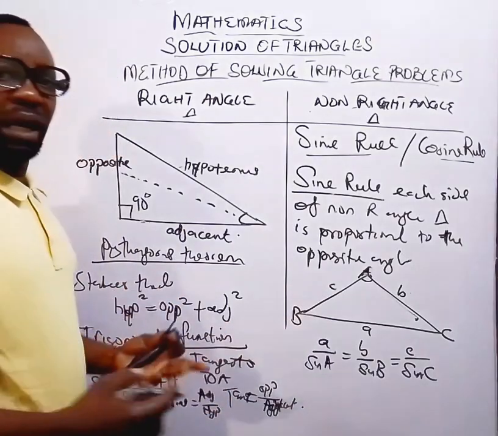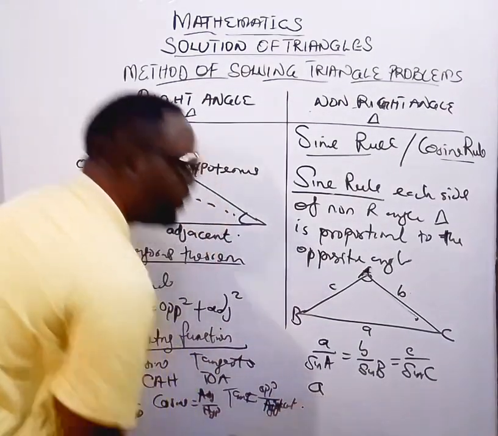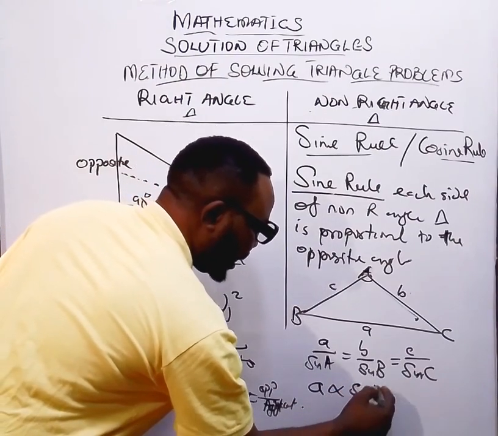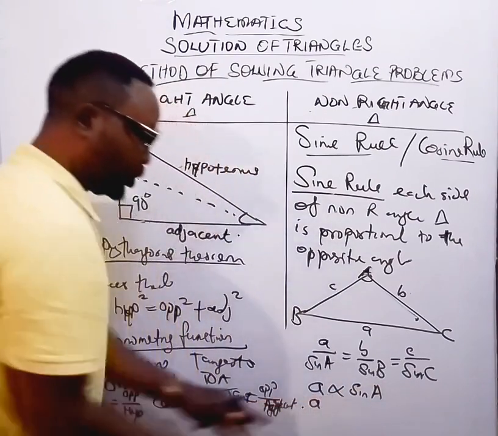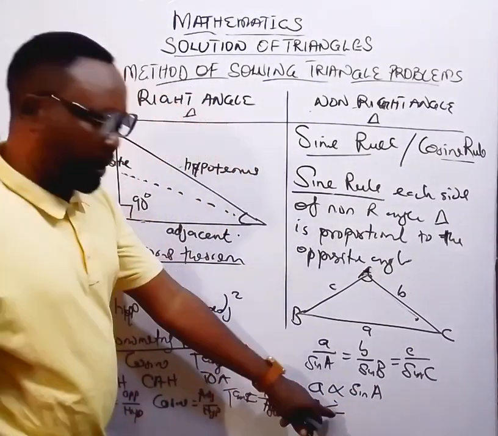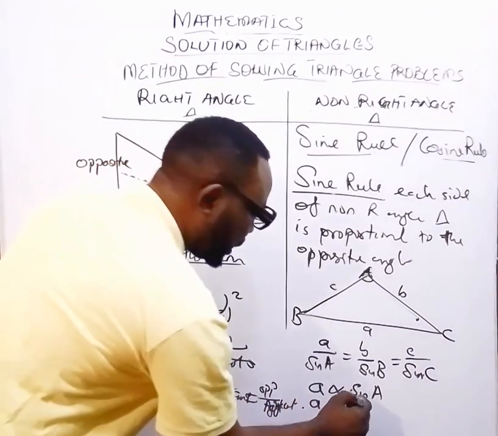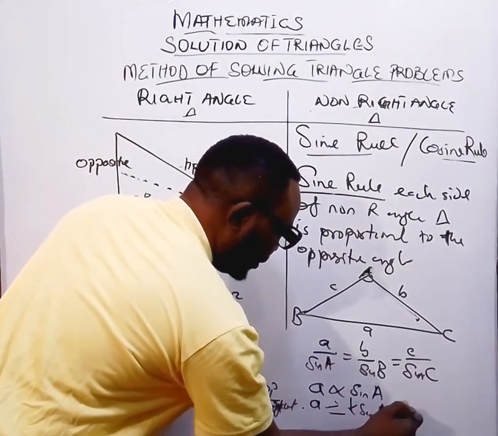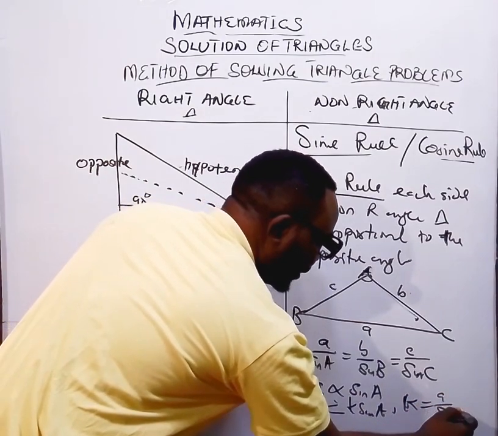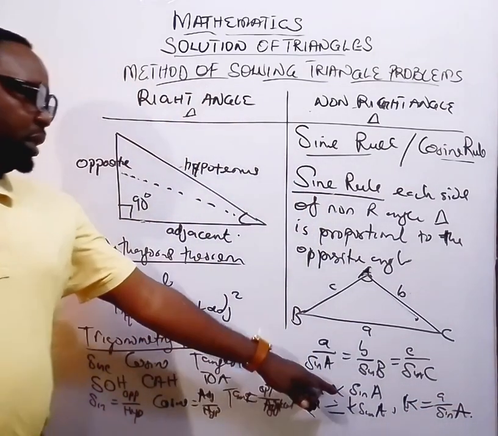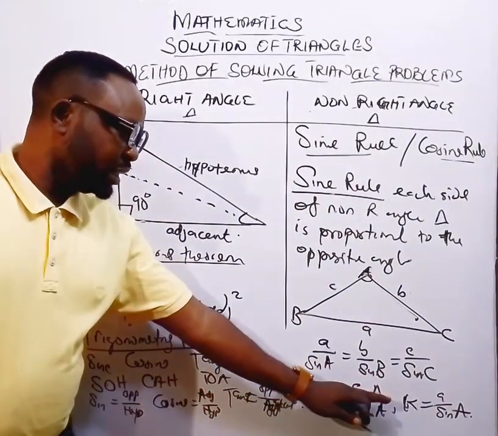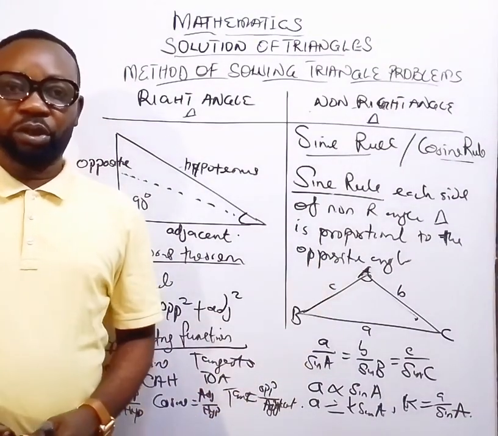Let me work that out for you. For instance, let's take a for example. a is proportional to sine A. When we have this proportional sign, we are going to make a constant. We create a constant when we change it to a equals k sine A, where k will be equal to a over sine A. So that is why we say each side is proportional to the sine of the angle opposite to it.